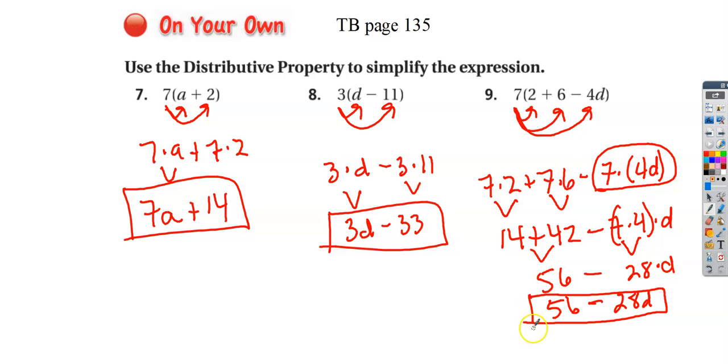Now, if I put the variable term first, this is weird. It is a subtraction. So that subtraction has to stay with the minus 28D plus 56. If you're okay with turning it around and seeing something that starts out with a negative, that's awesome. You'll do that a lot next year.